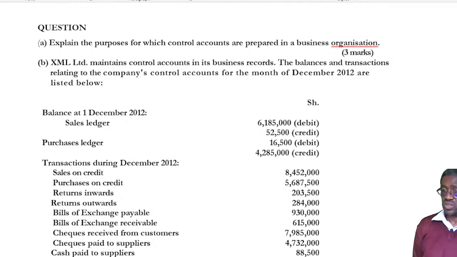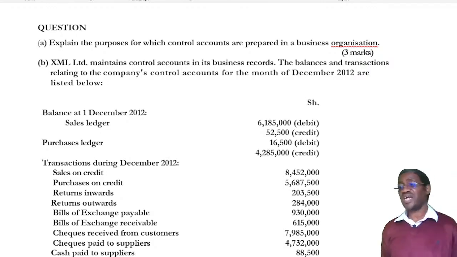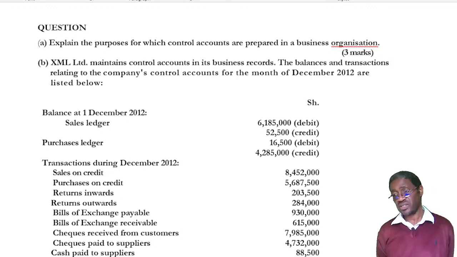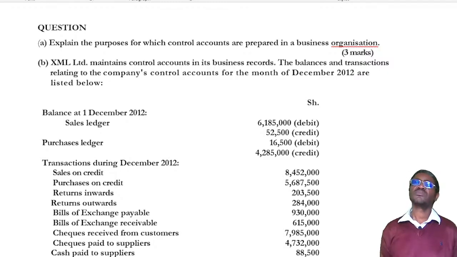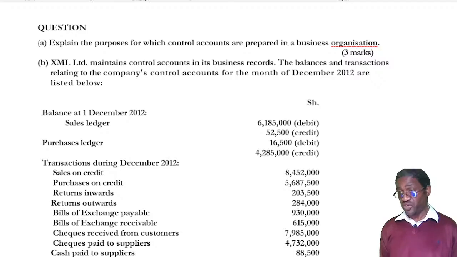To locate an error that could have been committed when entering the transactions in the accounts. That's number one, to locate errors. Number two, to detect fraud.